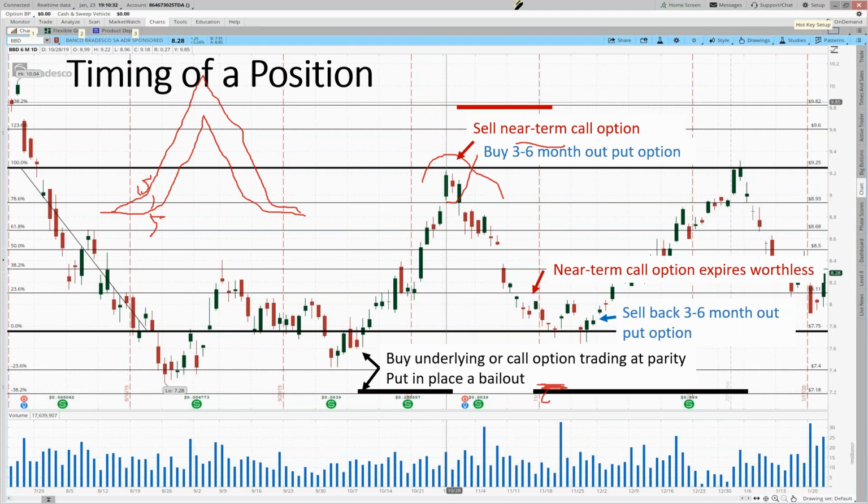Justin says, you talk about waiting until the underlying hits a bottom. How do you know when that happens? Okay, that's a great question.